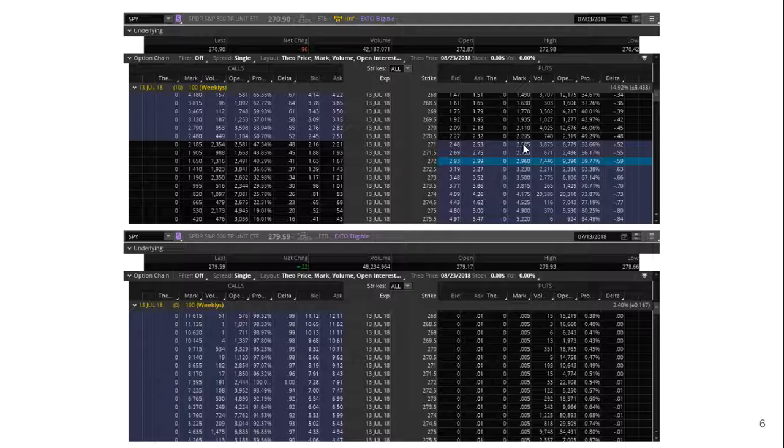So if you subtract 2.11 from 2.50, that would give you 39 cents. You would have had a credit you would have taken in. So if you subtract that from $1, which is your spread width here, that gives you 61 cents that you would have at risk for this one particular trade. You couldn't lose more than that. And so what we would do is take that 5% or $500 and divide it by the 61, and that would give us roughly 8 contracts we would trade.